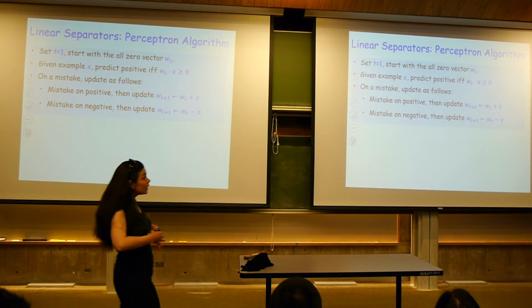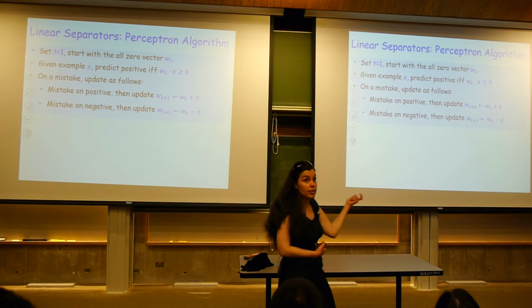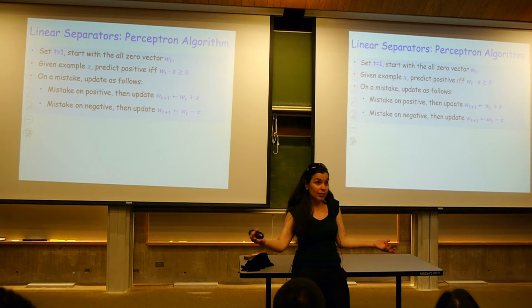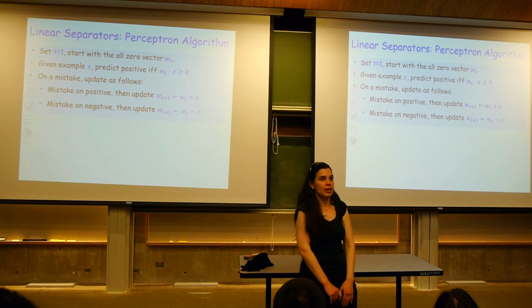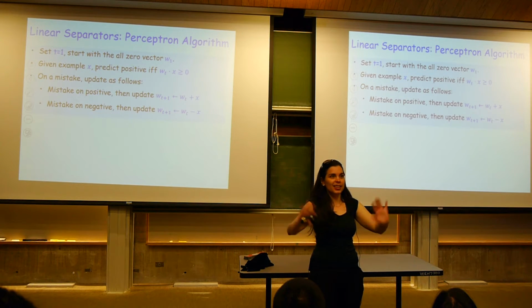And similarly, for a mistake on a negative example, we subtract that example, right? Because if it was a mistake on a negative example, that means that the dot product was positive, it should have been negative. And so that's why I subtract the example, I will be more likely to be correct on that example. Okay, the most natural, greedy approach you could think about.